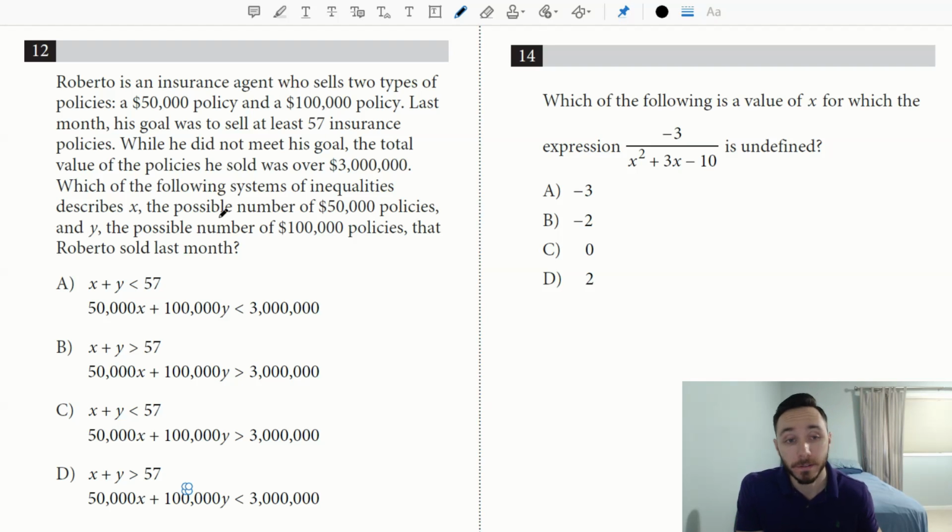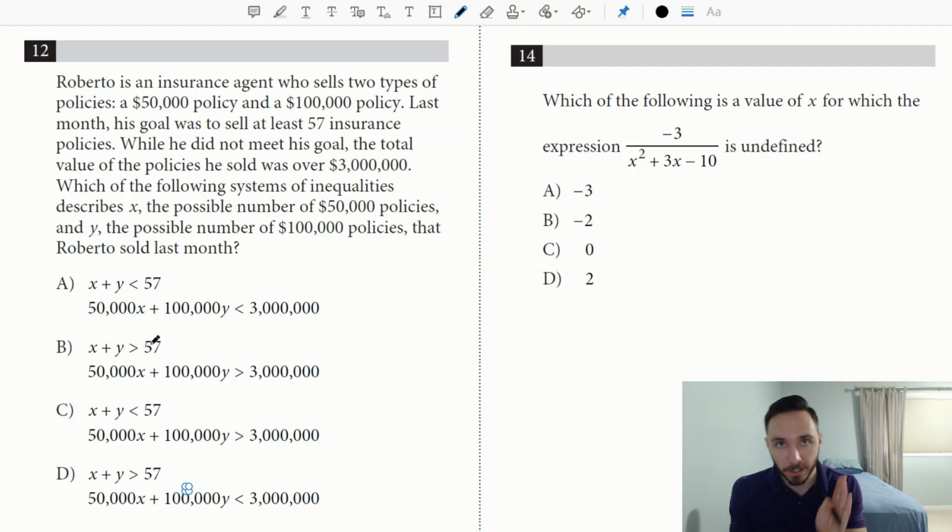So just looking at the answers, not even looking at the problem, I notice here that the expressions every single time are the same. We're just looking at the inequality sign. We're just looking to flip the inequality sign. Like here it's a less than, whereas here it's a greater than. We're just trying to figure out which one's correct based off the story.